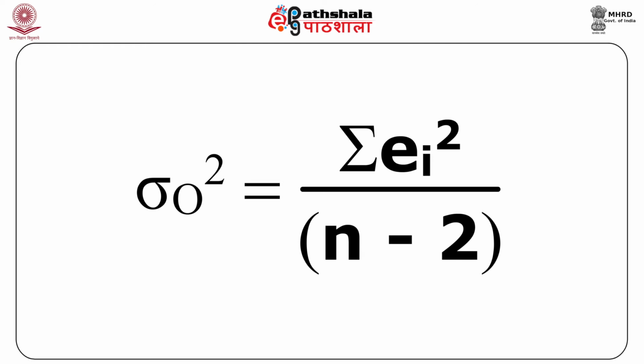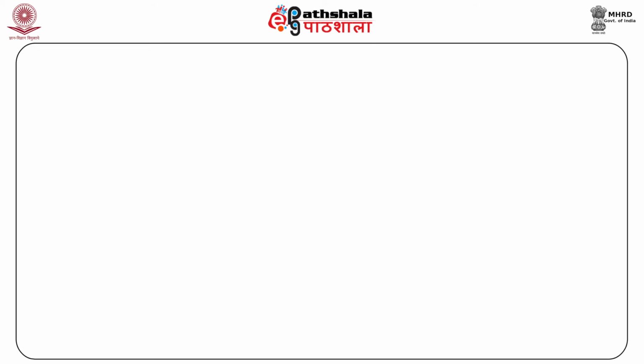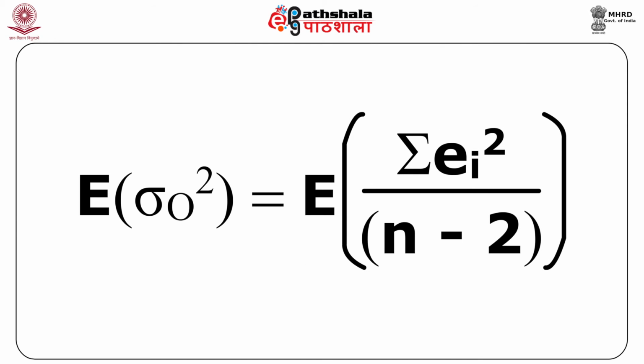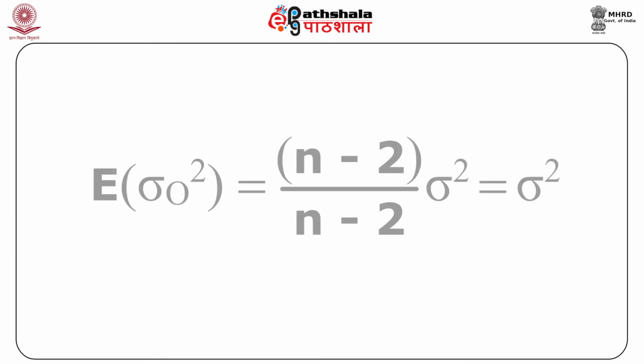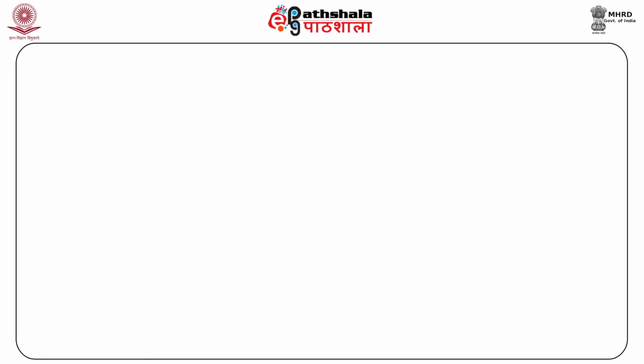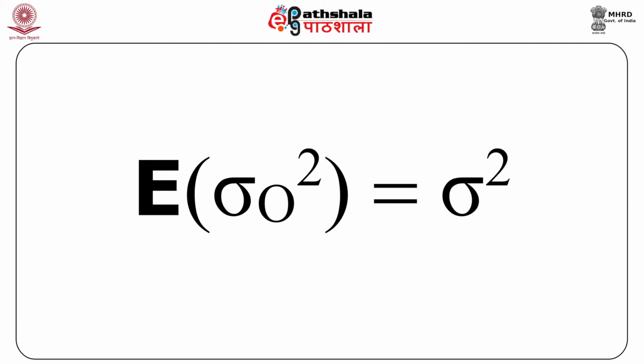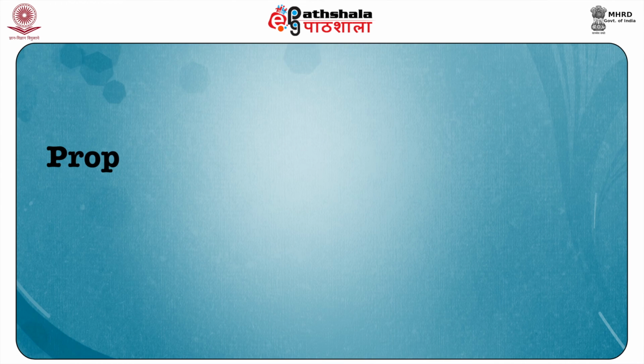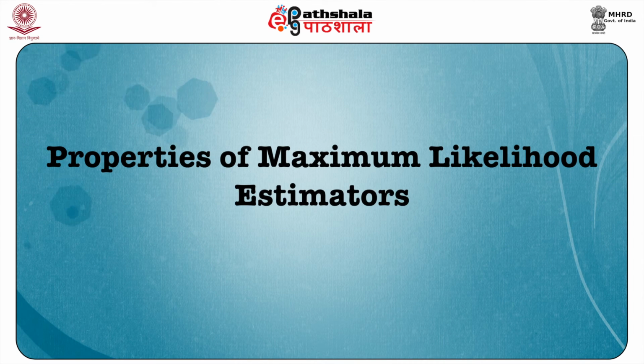Its expected value may be found out by expectation of sigma square naught is equal to expectation of summation ei square divided by n minus 2. Expectation of sigma square naught is equal to n minus 2 divided by n minus 2 into sigma square, which is equal to sigma square. As expectation of sigma square naught is equal to sigma square, it becomes an unbiased estimator of sigma square. Properties of maximum likelihood estimators.